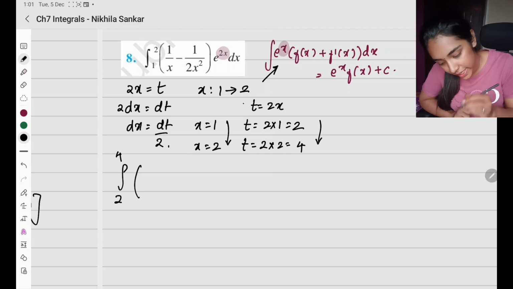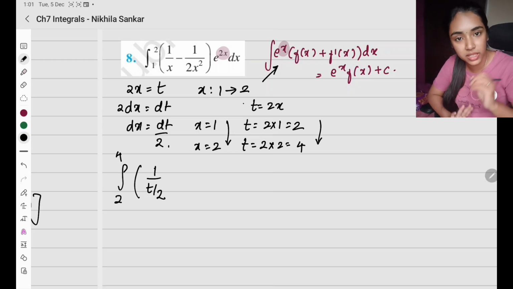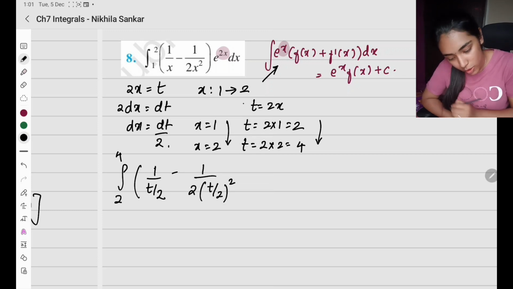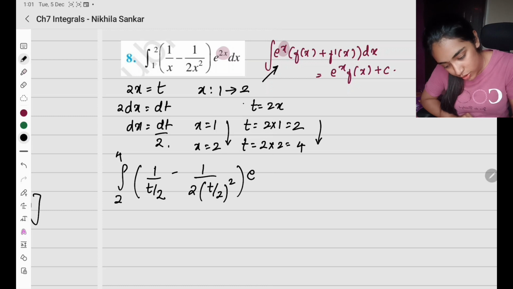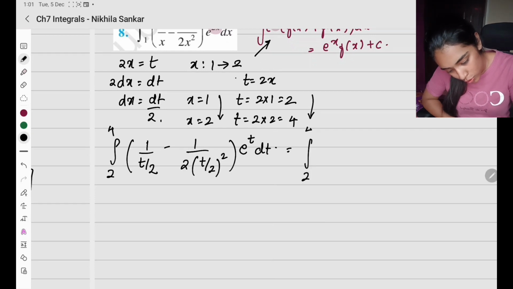times 1 by x, which is going to be 1 divided by t by 2. Correct? x is going to be t by 2. Now I have changed the variable. X lende t ya maathiyachu. Minus 1 divided by 2x square, which is going to be t divided by 2 the whole square, times e to the 2x is going to be e to the t times dt. Okay? Now this will be from 2 to 4.